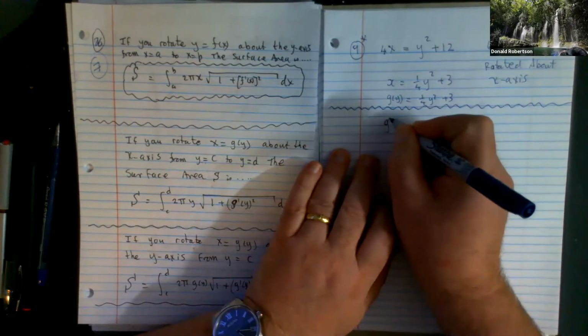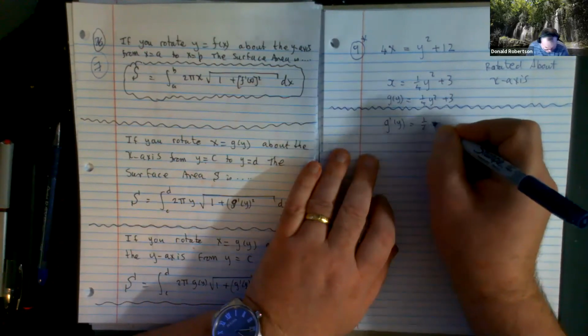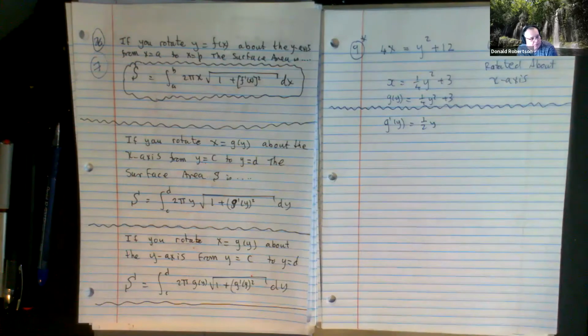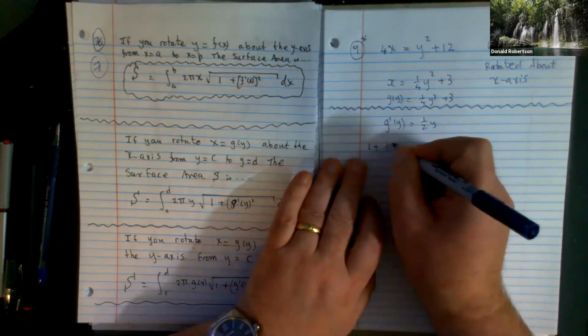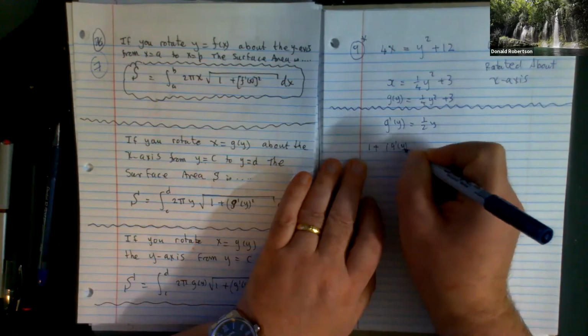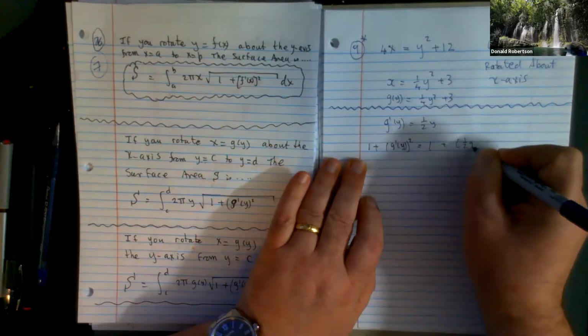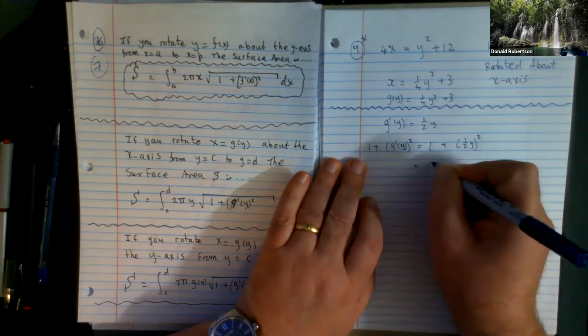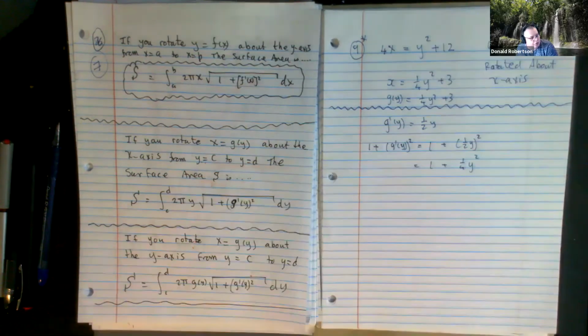Find its derivative. Oh, not bad. 1 plus its derivative squared. Oh, not too bad, right? Not too shady.